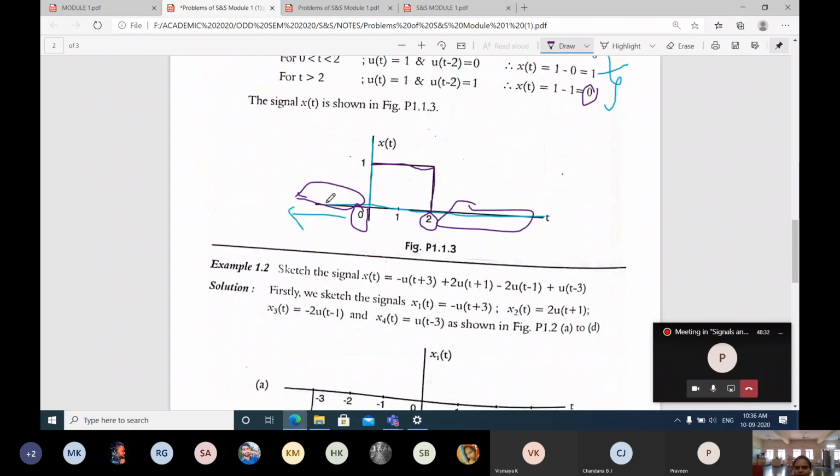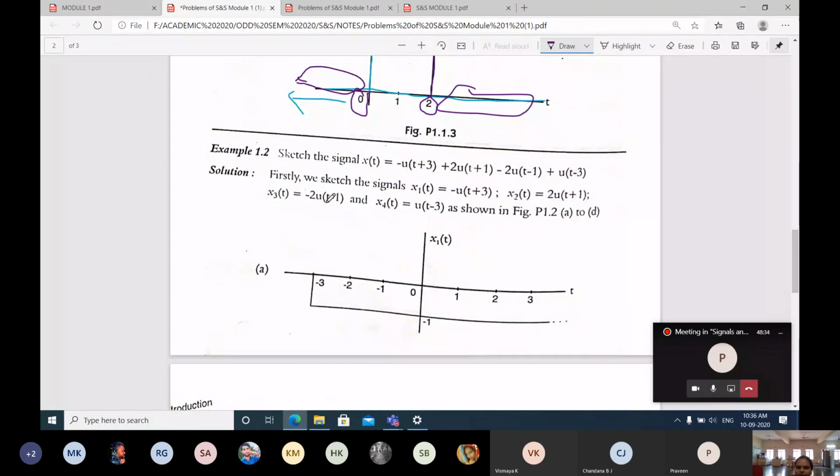This is one example. One more example is given here. Sketch the signal x of t is equal to minus u of t plus 3, plus 2 into u of t plus 1, minus 2 into u of t minus 1, plus u of t minus 3. This is what we have to do.